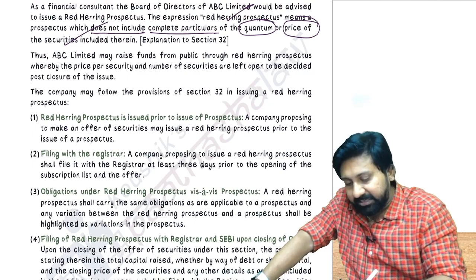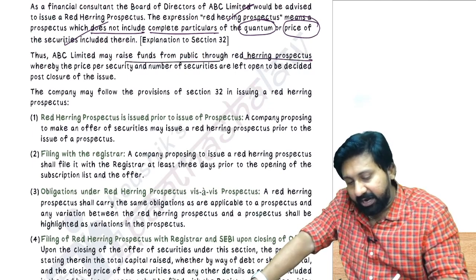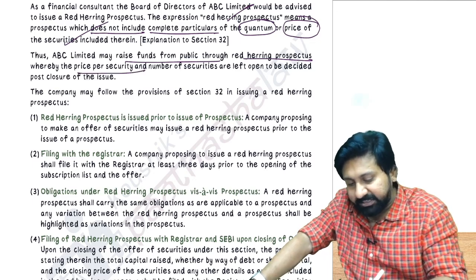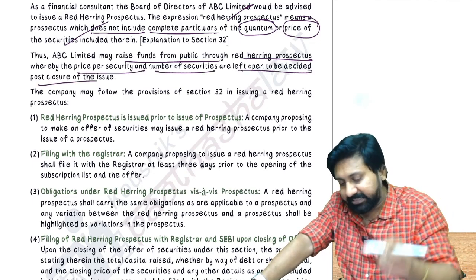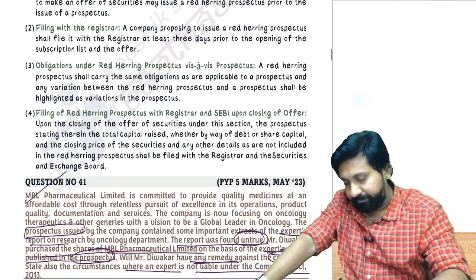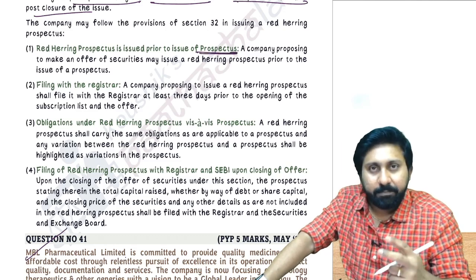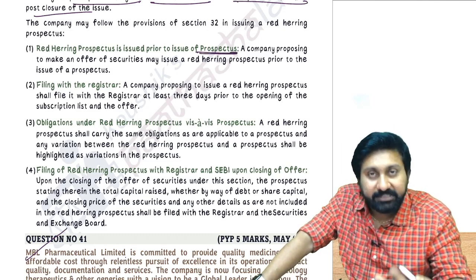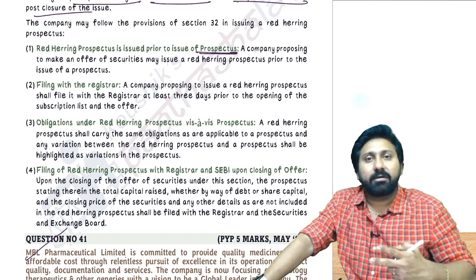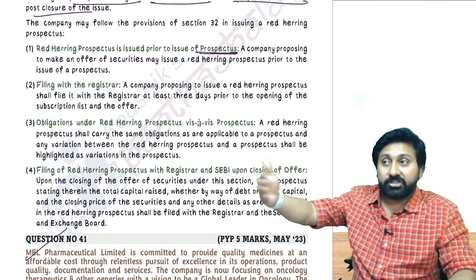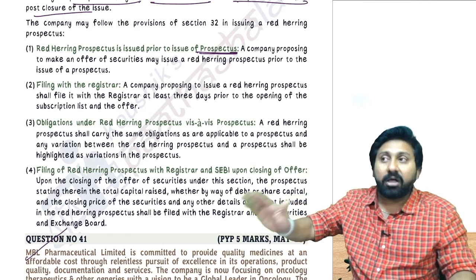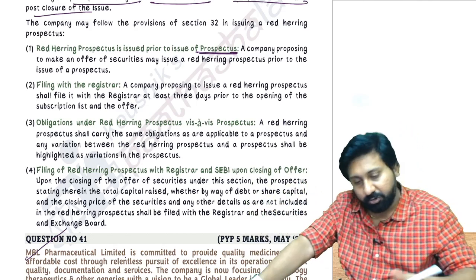Next, thus ABC Limited may raise the funds through the red herring prospectus, whereby price per security and number of securities are left open to be decided post closure of issue. Next, the red herring prospectus should be issued prior to the prospectus. Means prior to the issue of the final prospectus, first issue the red herring prospectus. See how many shares are subscribed using that. On that basis, you decide a price and number of shares to be issued.